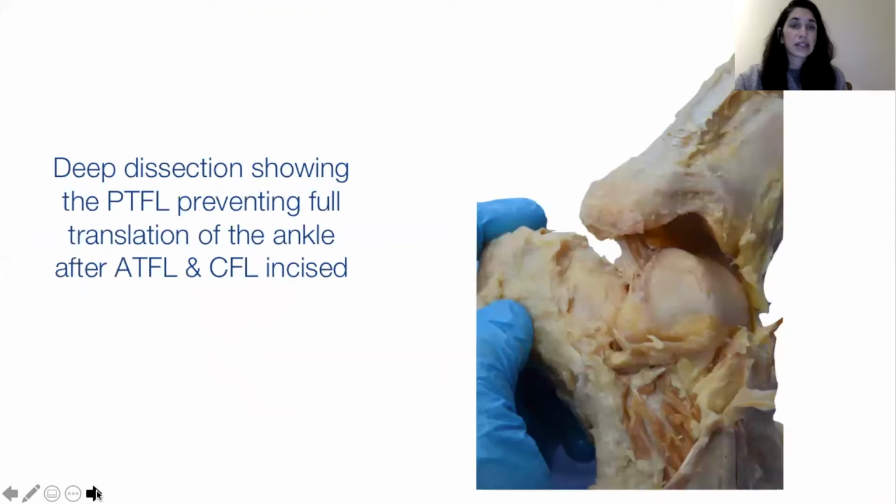The slide shows deep dissection showing the PTFL, which prevents full translation of the ankle, after ATFL and CFL are incised.